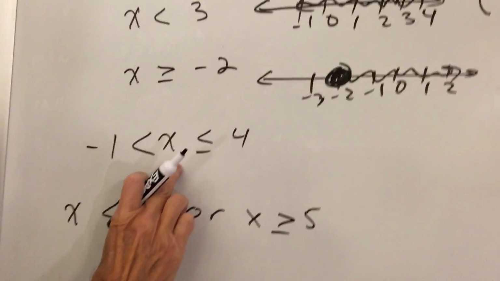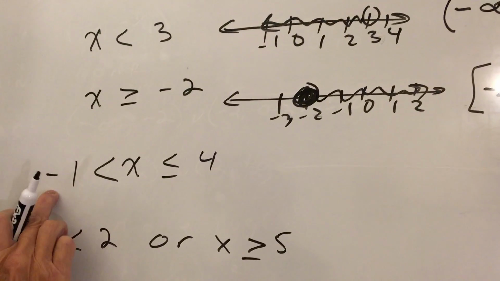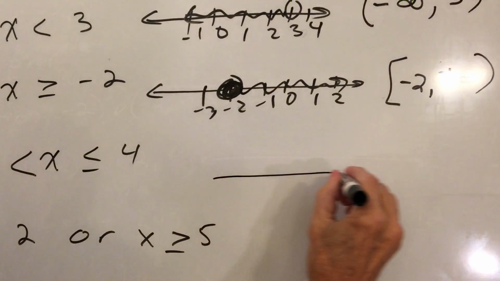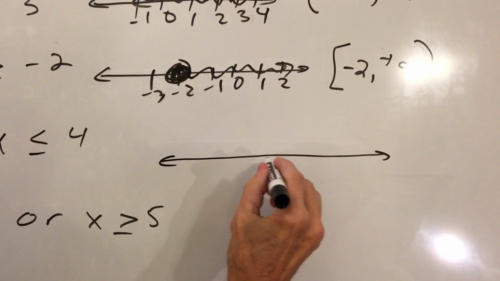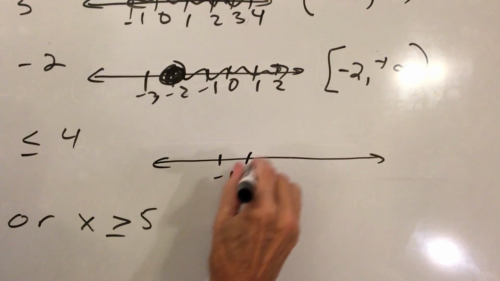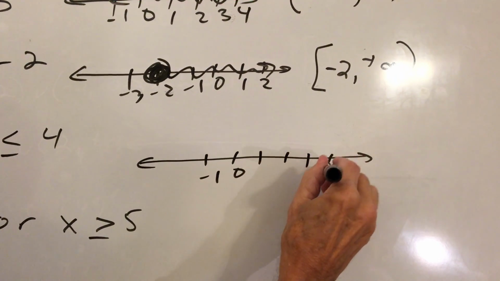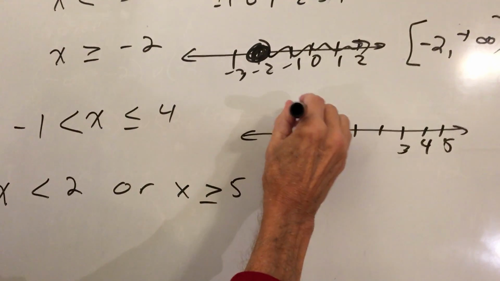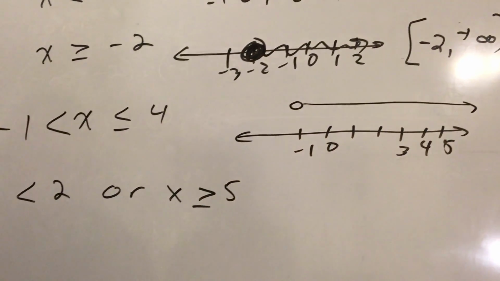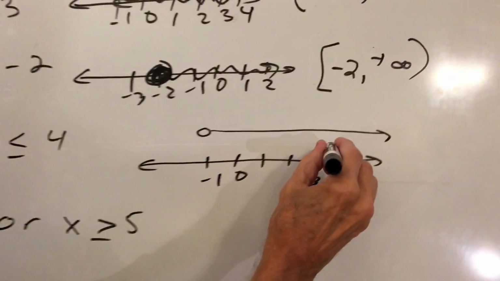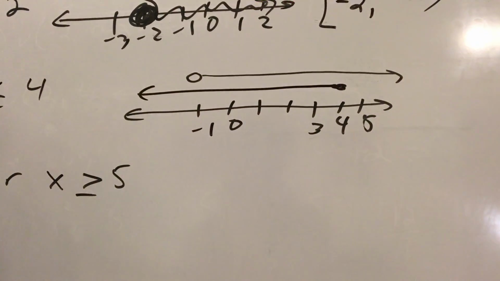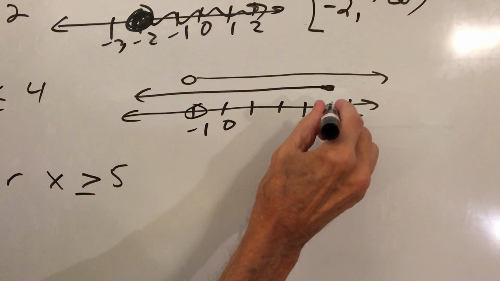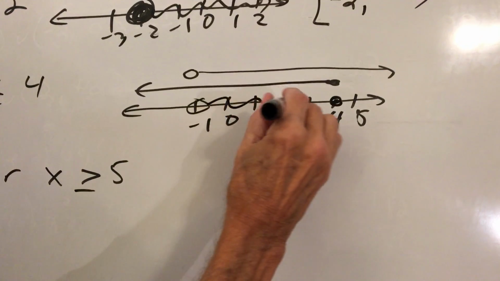This says x is both greater than negative 1 and less than or equal to 4. What that means graphically is that x is greater than negative 1 and less than or equal to 4. And where that happens is where they overlap. So they overlap from negative 1 to 4.